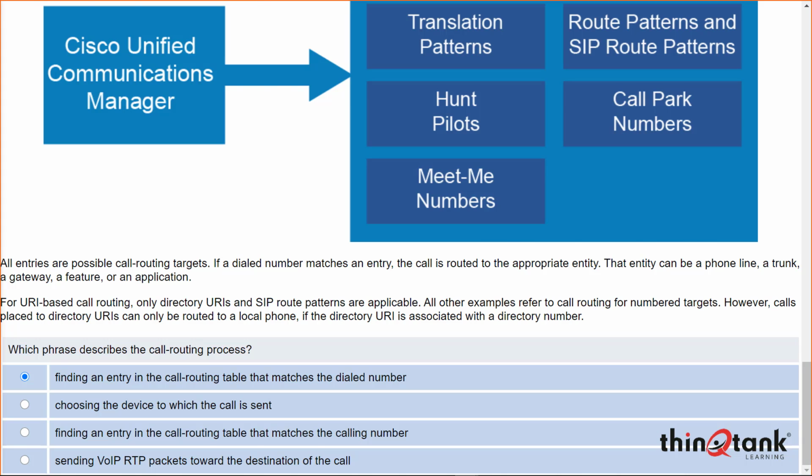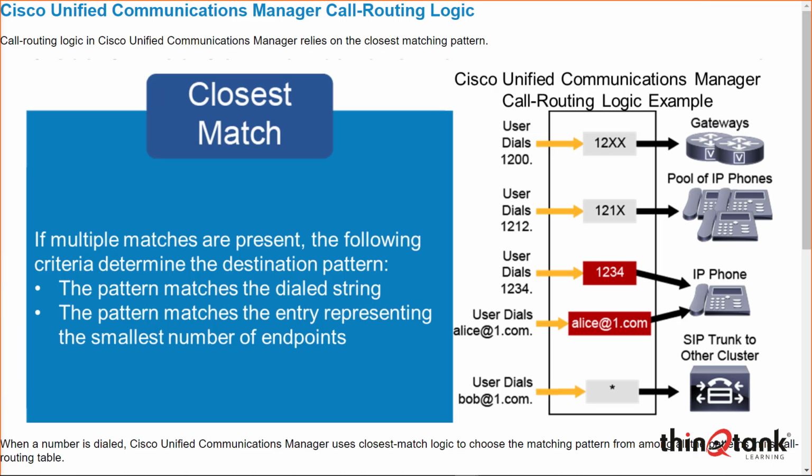So how does Call Manager handle call routing logic? The way we match a particular number: when I dial a number, Call Manager uses what we call closest match logic to choose the matching pattern. It's almost like the concept of longest match routing. When we talk about routing packets to a router, and we're comparing a packet to the different entries in the routing table, whichever route entry has the longest prefix length is the one that we're going to use to route that particular packet. It's the same kind of concept here. It's not quite the same, although it is very, very similar.